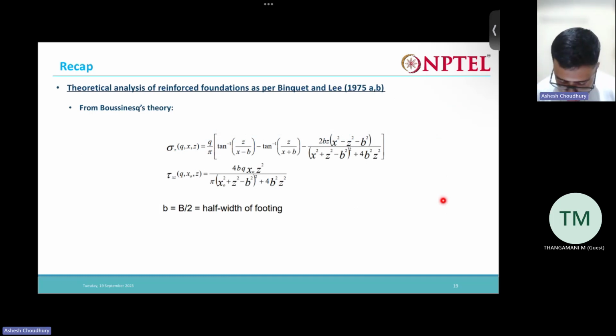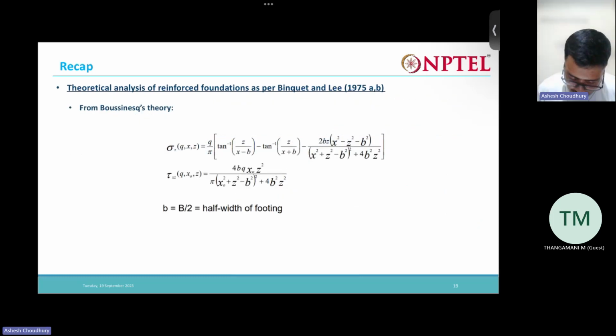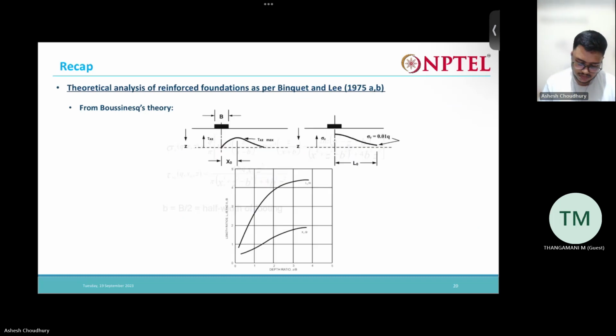From Boussinesq's theory, we can get this sigma z. Sigma z is nothing but the variation of the vertical pressure, and this tau xz is nothing but the variation of the shear stresses. So this is my sigma z, and this dotted line is tau xz. These were obtained from Boussinesq's theory. Now, using those, they gave this simplified chart, which makes our task very easy.